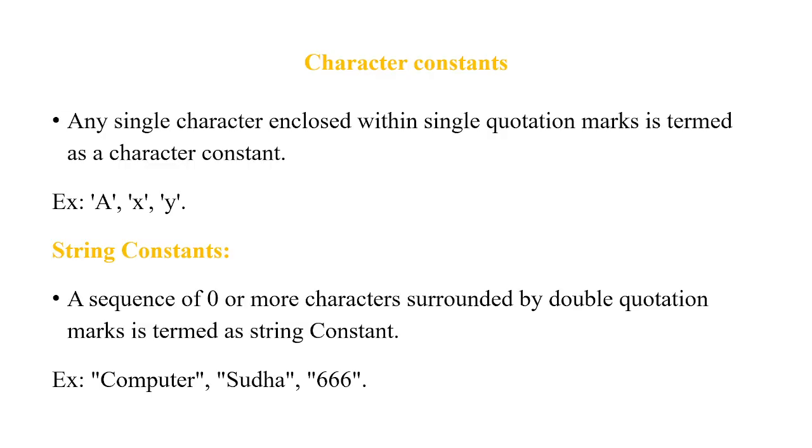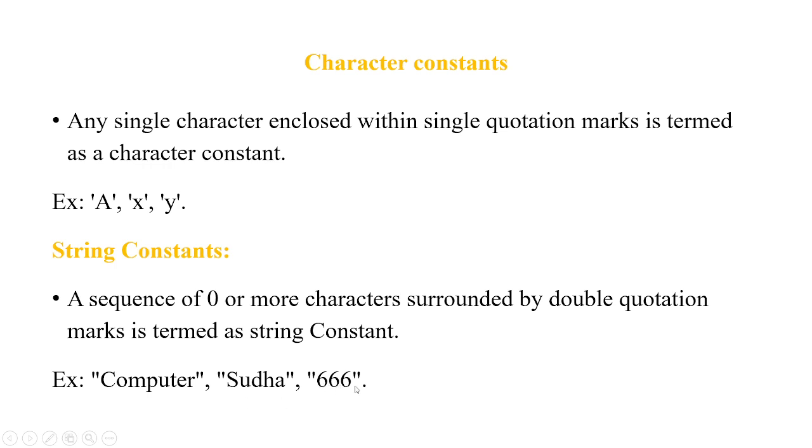Character constant. If any character is enclosed in single quotation marks, then we call it a character constant. See here, capital A is enclosed between single quotation marks. X and Y are also enclosed in single quotation marks, so we can consider them as character constants. If zero or more characters are enclosed within double quotation marks, then it is considered a string constant. See here, computer is enclosed in double quotations, and that is the reason why we call it a string constant.